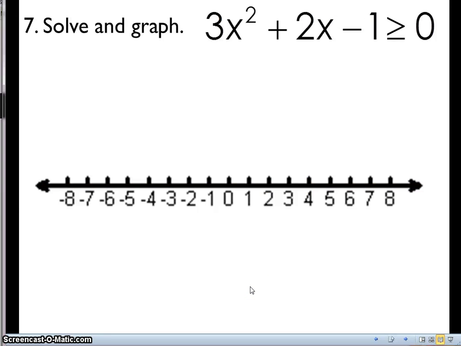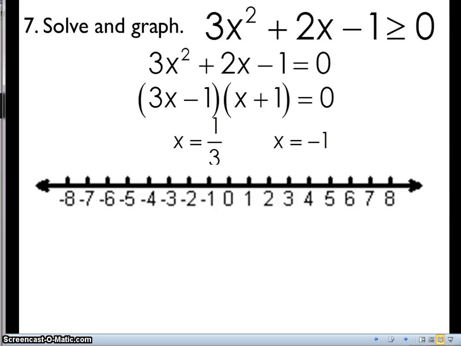All right, for problem number 7, we're going to go ahead and set this equal to 0 and factor and solve it. Okay, so on this one you've got a 1/3, so you can convert it to a decimal or just realize that it's really close to positive, almost there at positive 1. Negative 1. You need to ask yourself, open circle or closed circle?